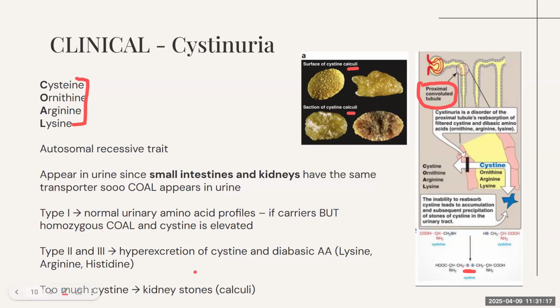Type 2 and type 3 is hyperexcretion of cystine and dibasic amino acids, which are lysine, arginine, and histidine. Okay? Too much cystine, kidney stones. That's pretty much it. The most likely case that they will give you is someone who has cystine specifically in their urine profiles.